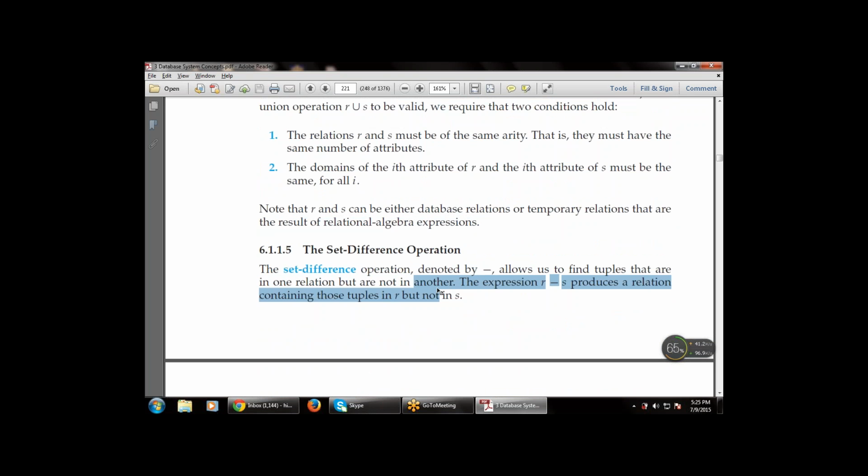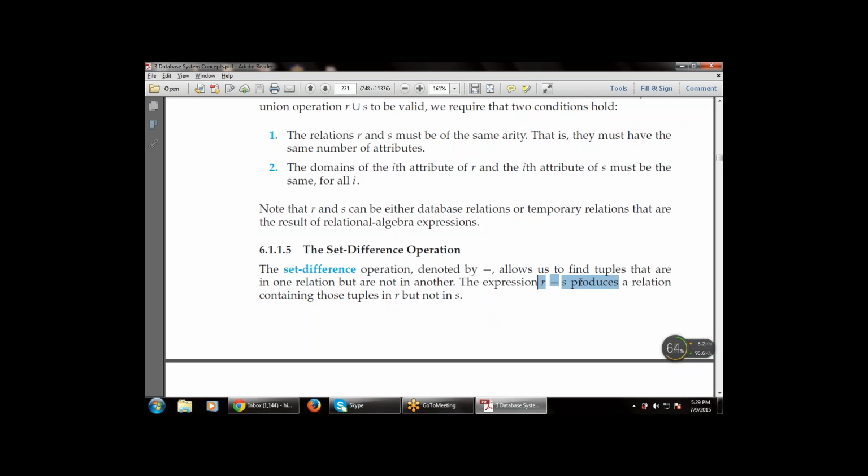Now next is the set difference operation, or how to find the set difference between two relations. It is denoted by the minus sign, which allows us to find the tuples that are in one relation but are not in another relation. So the set difference finds those tuples that are in one relation but not in the other.